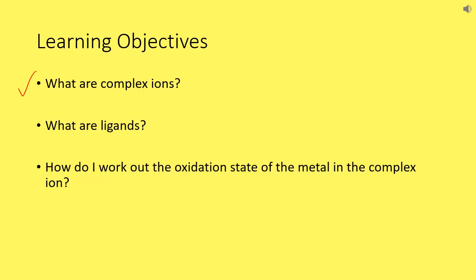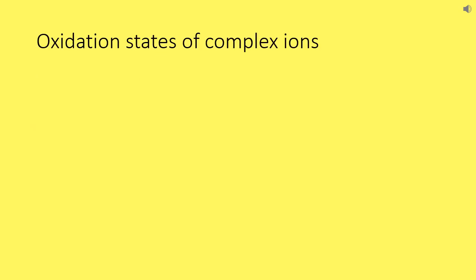So we've had a look at complex ions and defined them. We've had a look at ligands and defined the 3 different types of ligands. We've also defined the term coordination number. So the last thing to do in this video is to work out the oxidation state of the metal in the complex ion. When we're looking at the oxidation states of our complex ions, we have a formula that we can work with, which is written like this.